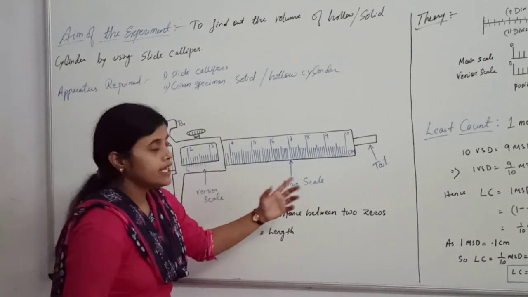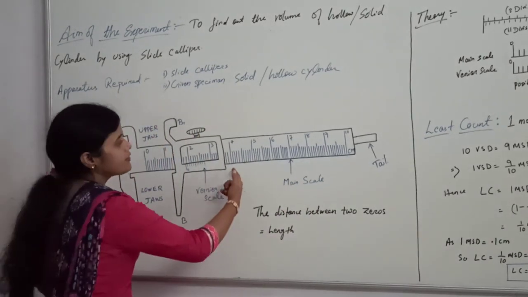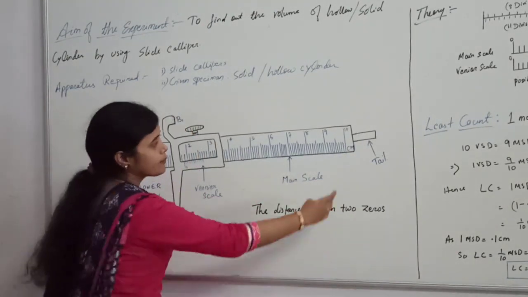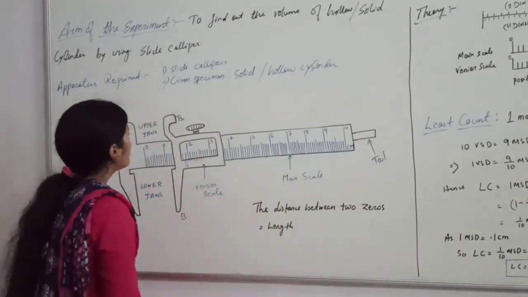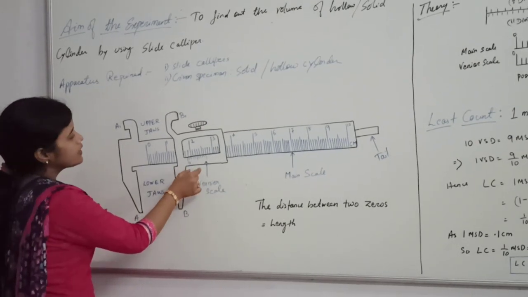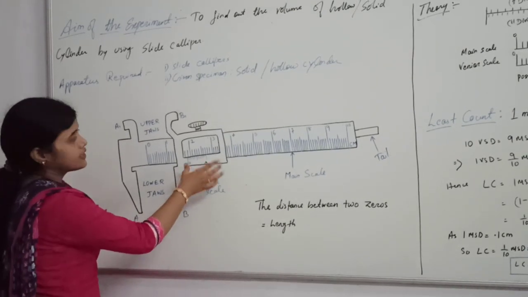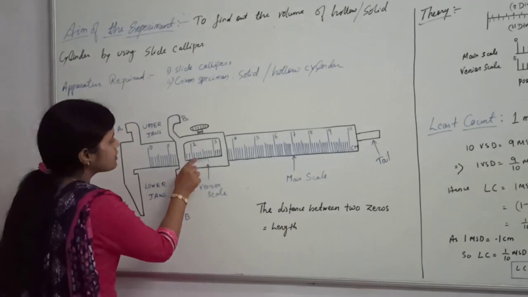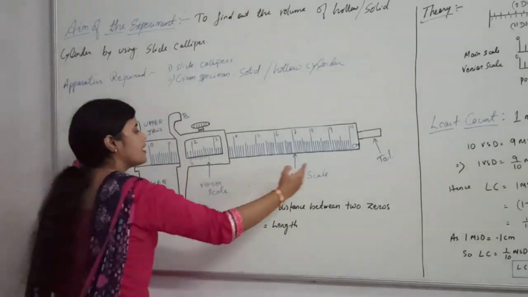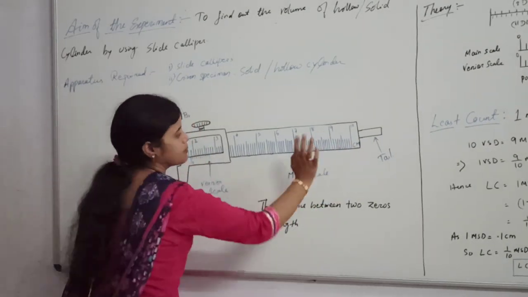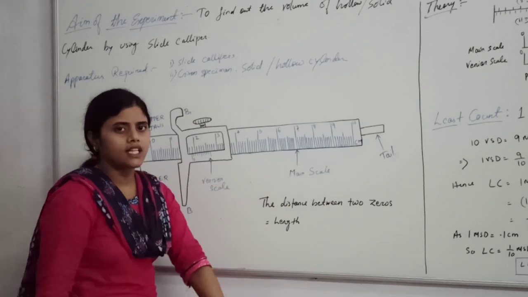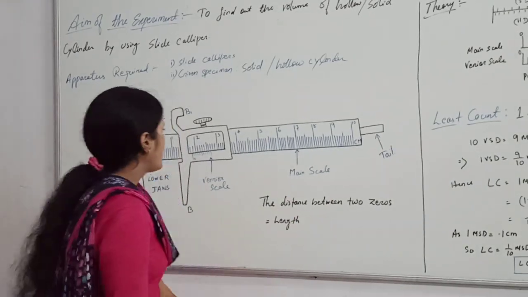Now you can see in the diagram I have drawn some divisions up to 10 centimeter. I have shown it in the diagram. You see some divisions are also shown in this small scale, that is the vernier scale I am saying here. Some divisions are also present in the main scale up to 10 centimeter. So the main scale is very similar to our normal scale that we use in our day-to-day life.